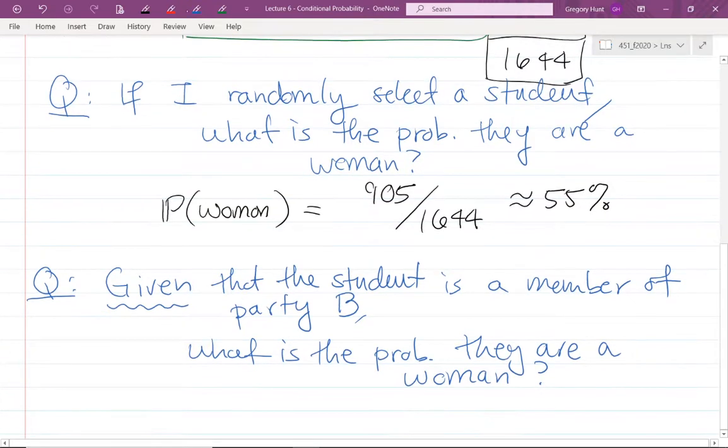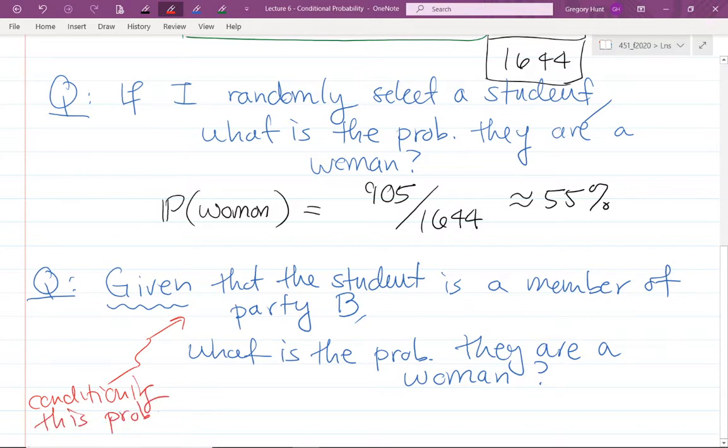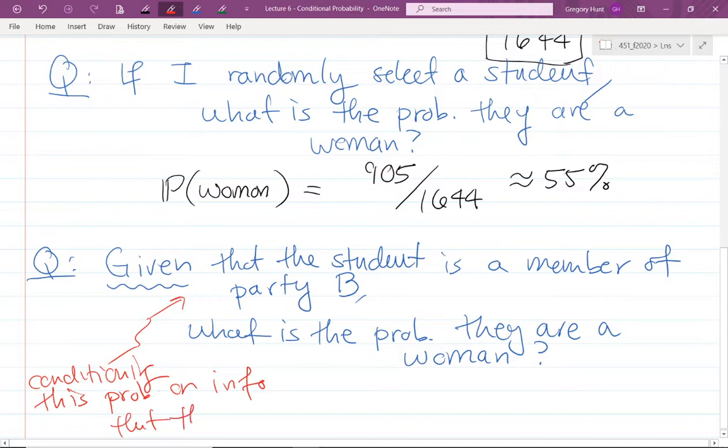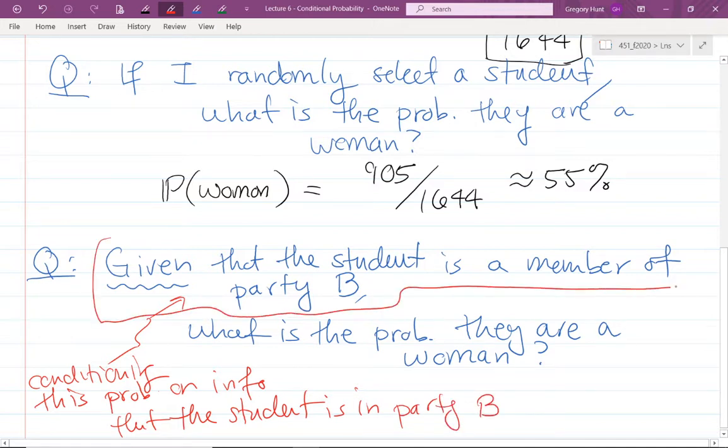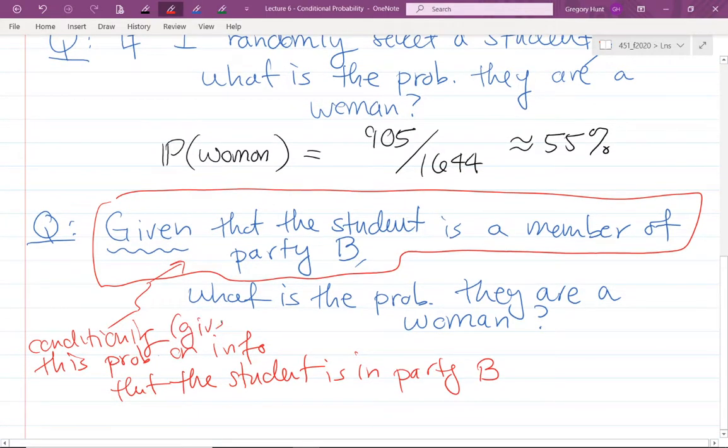So this is what's known as conditional probability, because we are conditioning on certain information. You might say here that we are conditioning this probability on information that the student is in party B. This highlighted information is the conditioning information. And typically we use the phrase given certain information. So conditioning or given certain information, we ask a probability statement.